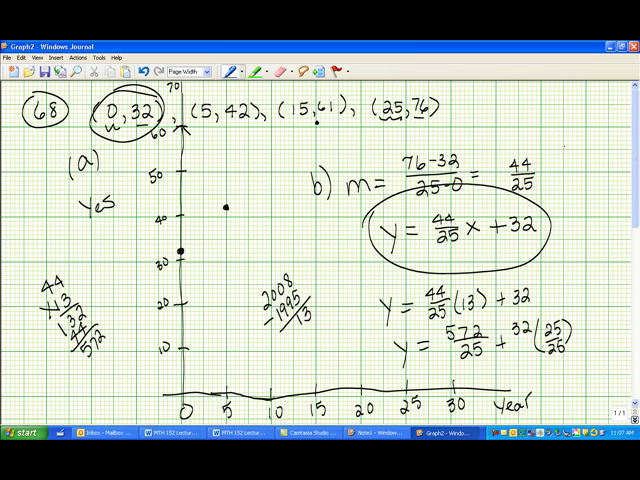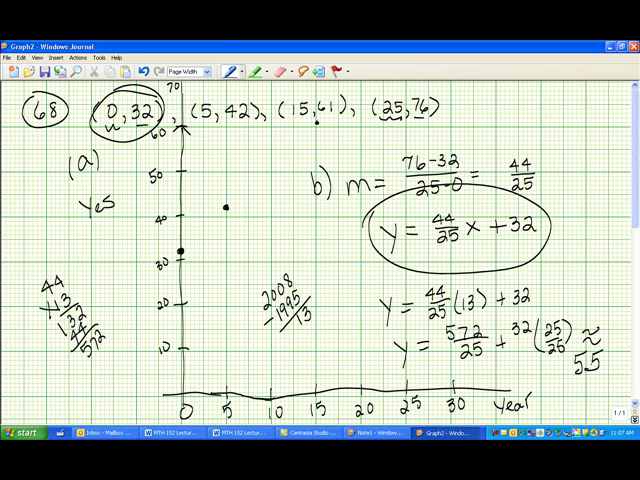Okay, ended up getting my calculator after all. All right. 44 divided by 25 times 13 plus 32. All right, I'm getting 54.88. So y would be about 55 for that.